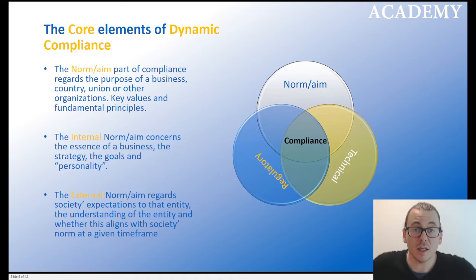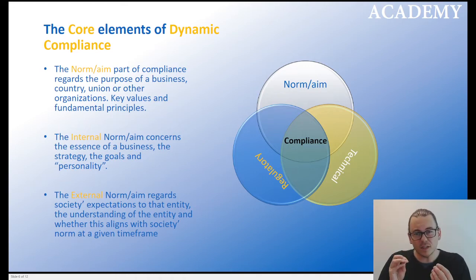So I've tried to define compliance into three, or divide it into three core areas. So I have these three core elements. I'm going to go through them one by one. The first one, which has never been in focus in terms of reactive compliance, is very much the norm and the aim. And this norm and aim, it regards the purpose of a business, but also country, union, or whatsoever. It is the key values and fundamental principles.